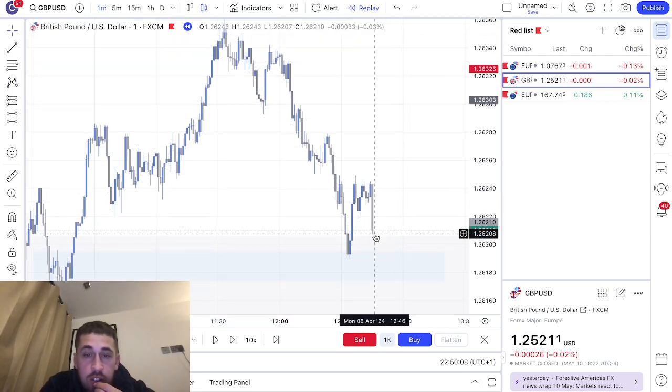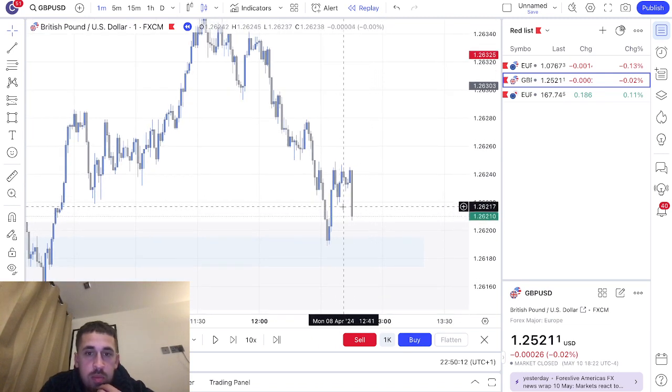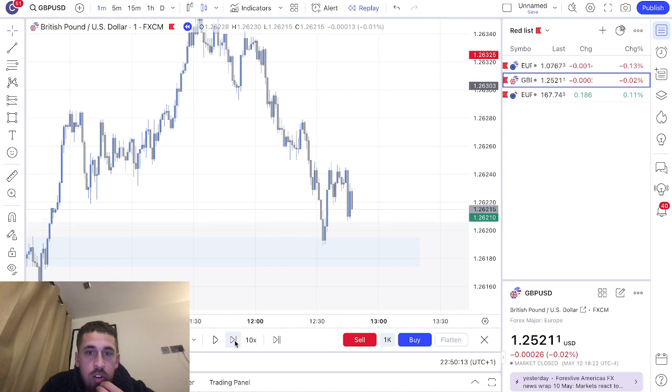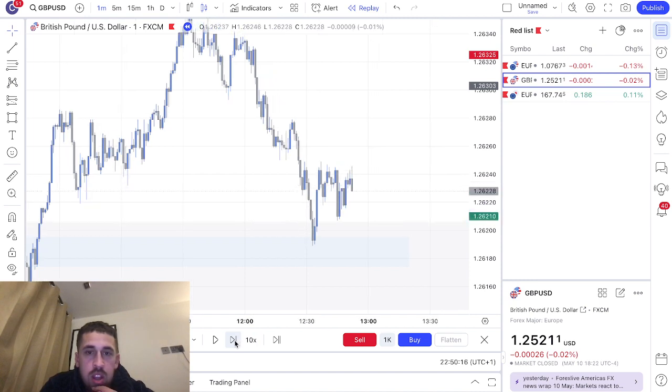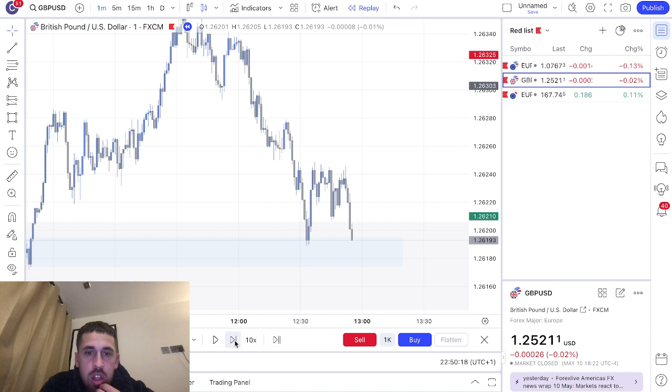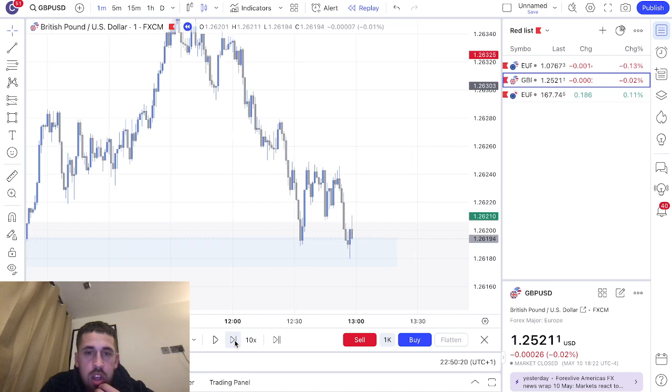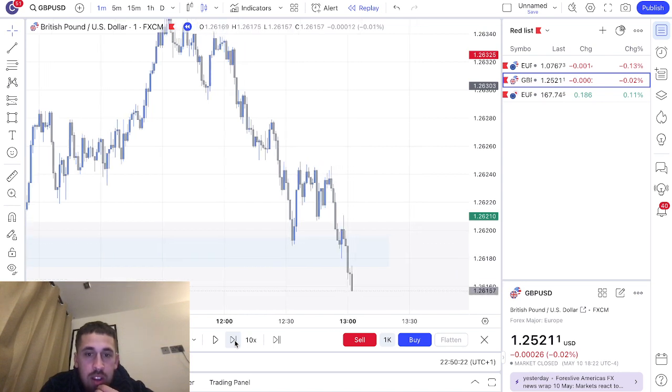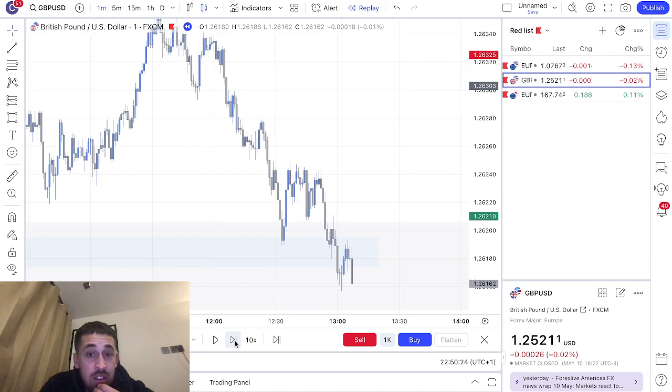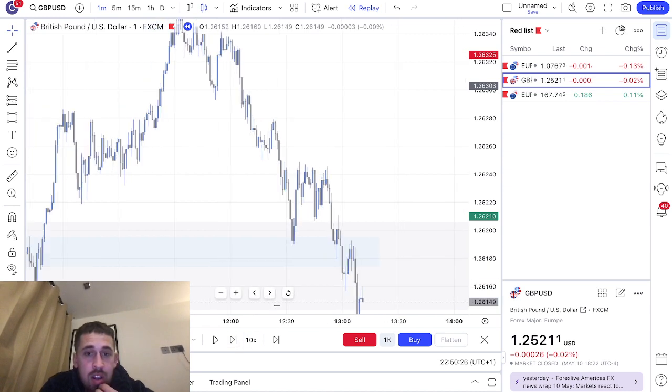That's kind of nice. Though we haven't seen the structure break, but the liquidity is just right next to it. Okay, so it took liquidity now. No, still no structure break.